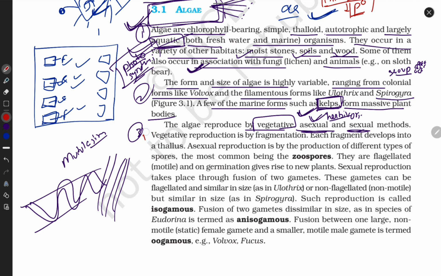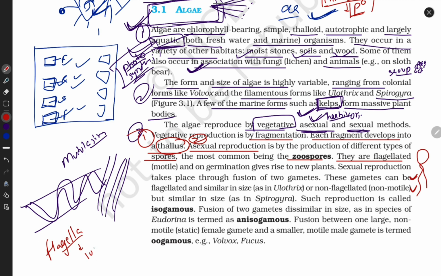How do they reproduce vegetatively? I'm drawing vegetative reproduction by fragmentation. They make fragments, and each fragment develops into a new thallus, which will differentiate into the particular algal form. Now, how does asexual reproduction begin? Asexual reproduction occurs by spores, like zoospores. Zoospores are flagellated. If flagella are present, they help in motility and locomotion. On germination they give rise to a new plant.